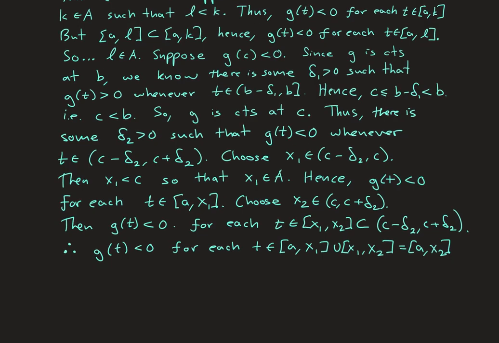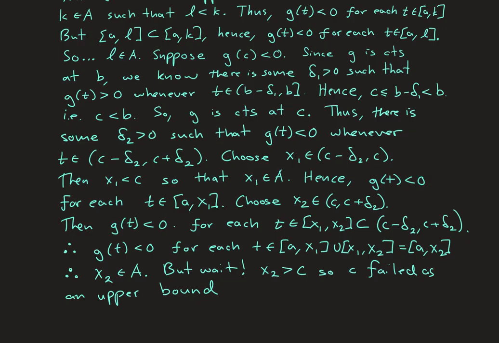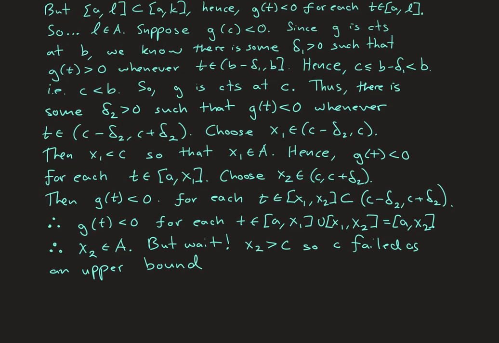But wait a second. What that means, by the defining property of being a member of A, is this. And therefore, x sub 2 is a member of A. But wait, that can't happen. x sub 2 is bigger than c. Not bigger than 0, bigger than c. So c failed as an upper bound. Okay, that is our contradiction.